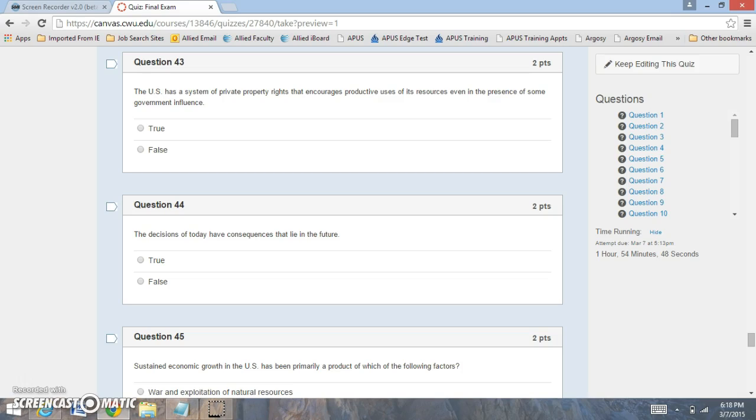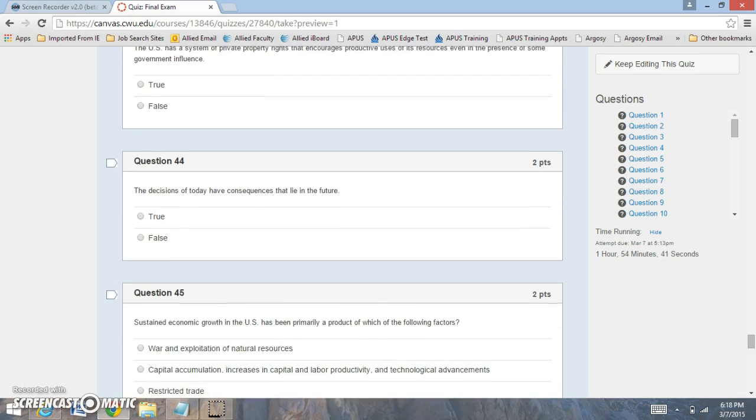Now, question 44. The decisions of today are going to have consequences that could lie in the future. One of those could be the role of government debt.